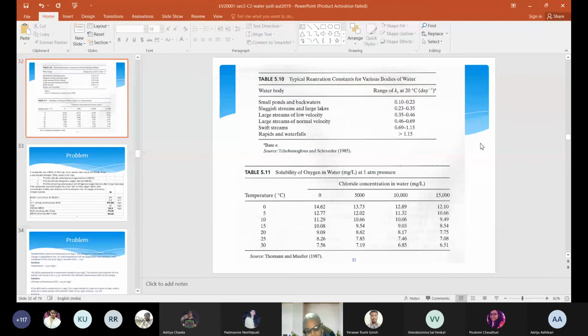Now, what is the difference between a slow stream and a fast stream? The turbulence level in a fast stream is much greater than in a slow flowing stream. Where the turbulence is higher, reaeration will be higher. So swift streams, rapids, waterfalls all have K values around 1 or even higher. It all depends on the degree of turbulence. Greater turbulence, greater mixing, and therefore your K value is higher. So there are two factors, degree of turbulence and temperature. Both of these will determine how fast the organic matter degrades.